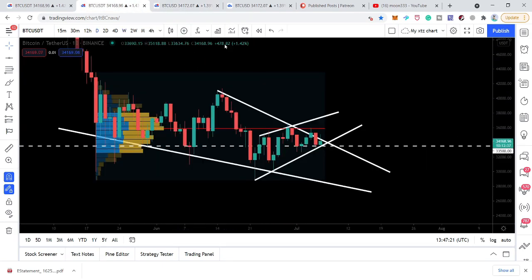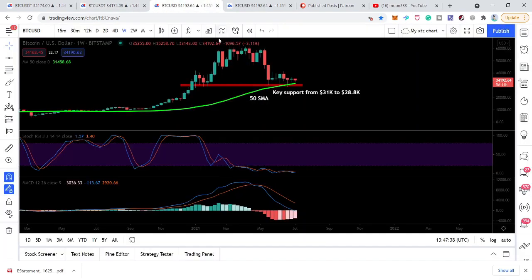But on the daily time frame chart, we are still at a very critical position. We are at the resistance of the falling wedge, and we are at the support of this rising wedge pattern as well. For the short term, if the price action breaks down these supports, then we can retest $28,800. But on the long term, we are still bullish.